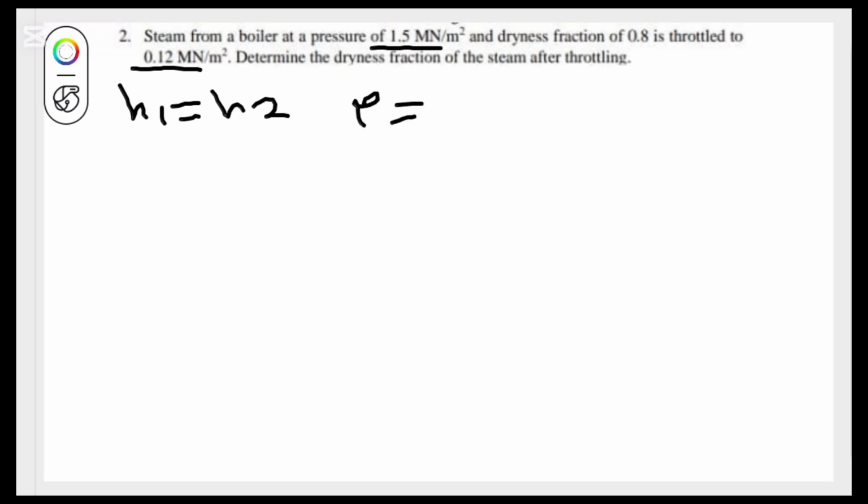Since throttling is an isenthalpic process, h1 must be equal to h2. I'm first going to find the initial enthalpy from the steam table at 15 bar, because this 1.5 will now become 15 bar after converting it. You have to take note of that. Some pressures are in kilonewton per meter square, some are in meganewton per meter square, so you have to take note of the conversion. This 1.5 should now change to 15 bar.